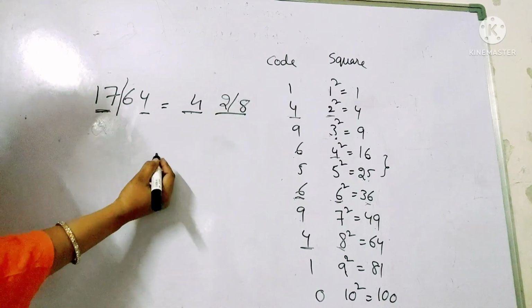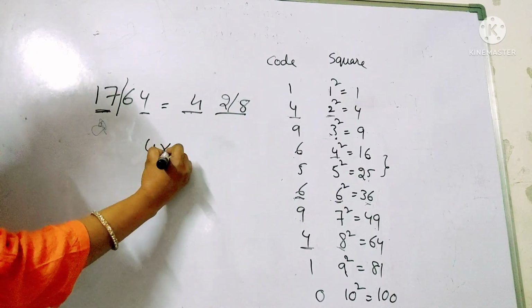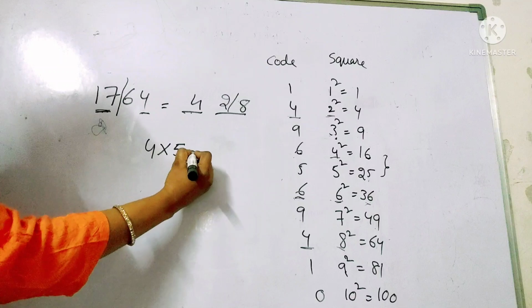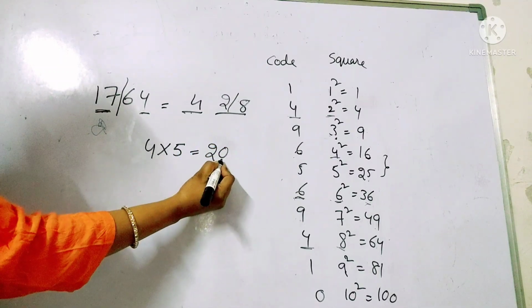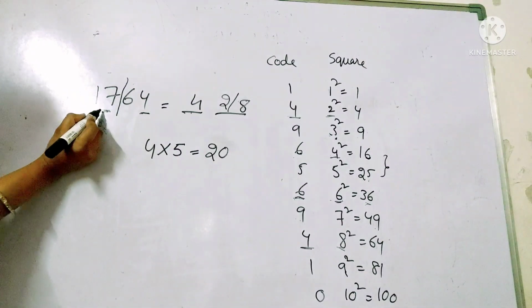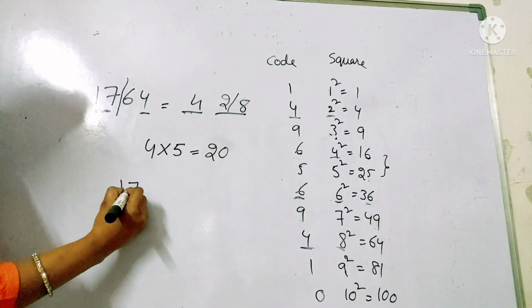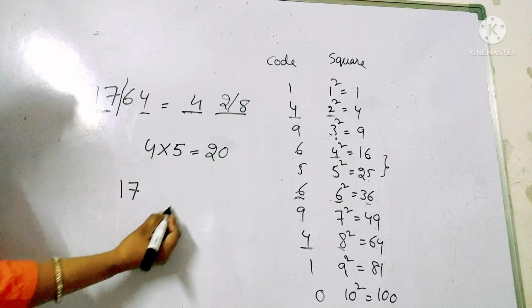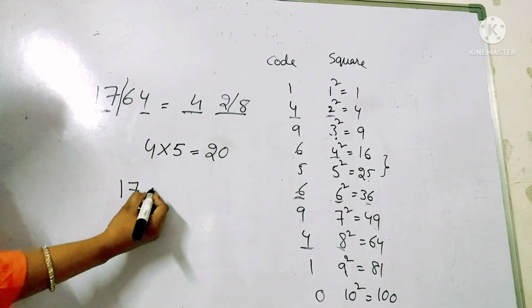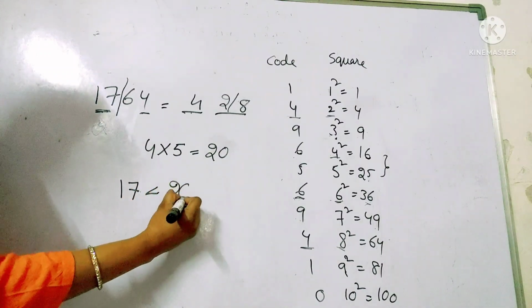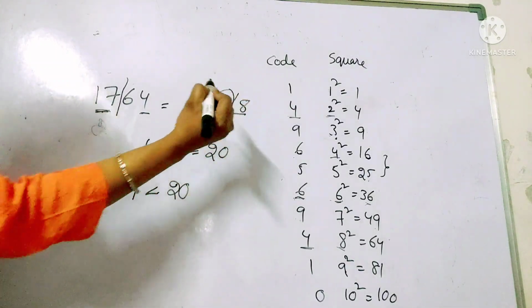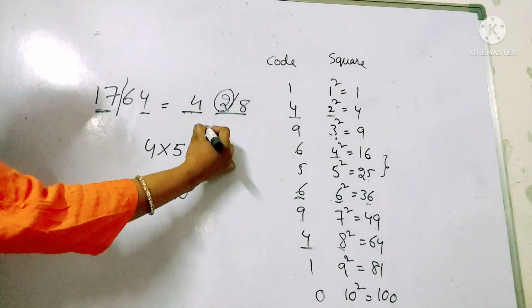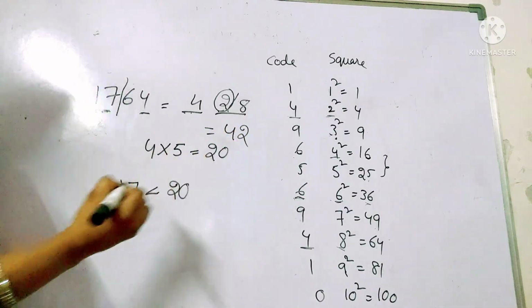Okay. Now among these two, which one is the answer? How to know? You have to multiply this 4 with the next number, that is nothing but 5. So 4 multiplied by 5 is 20. So you have to check whether this 17 is greater than 20 or less than 20. It is less than 20. So here it is less. So you have to go for the smaller number here. So the answer is 42.